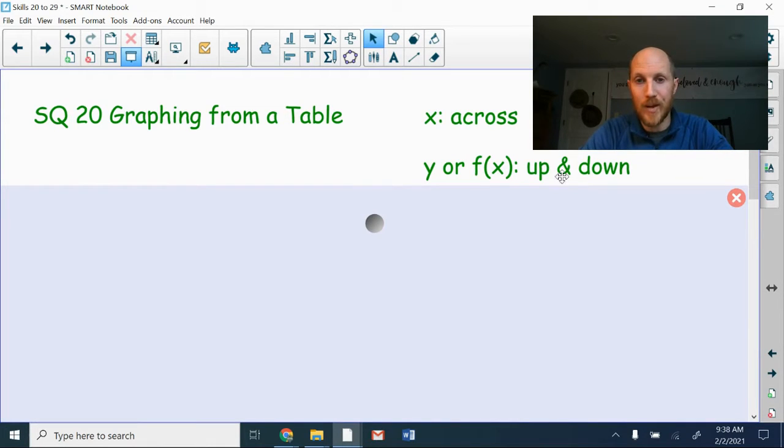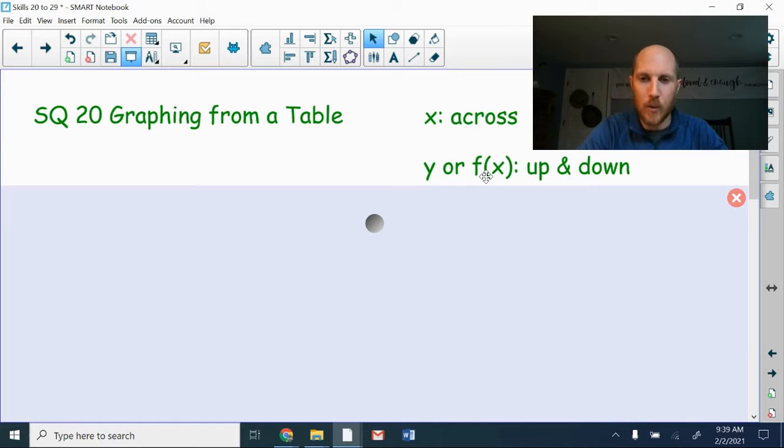Skill 20, graphing from a table. We'll be provided with a table. We might have to complete the table. The column or row of that table that is labeled as the X, that's the number that we're going to use to go across on the graph. And the other column or row will be either labeled as a y, or it might be using function notation. It might be called f of x, which refers to the same thing on the graph.